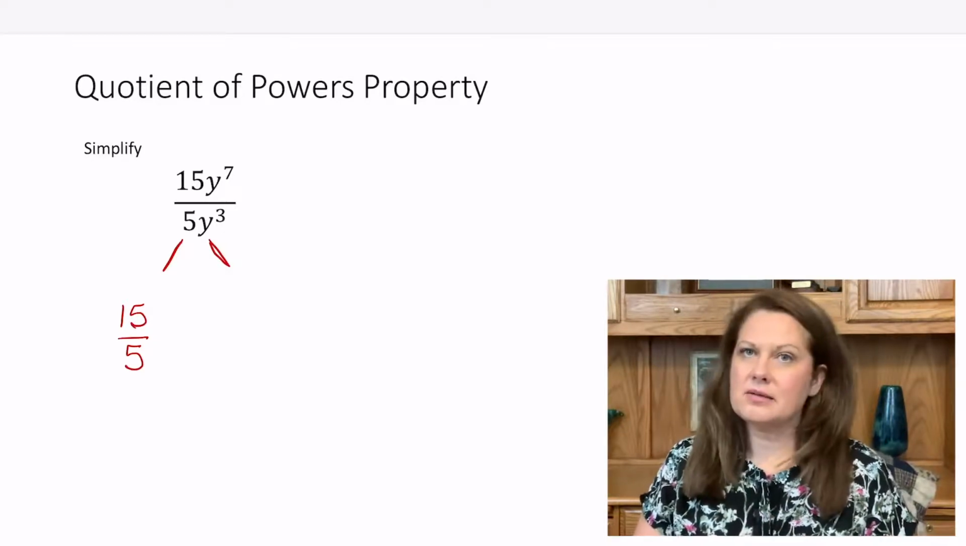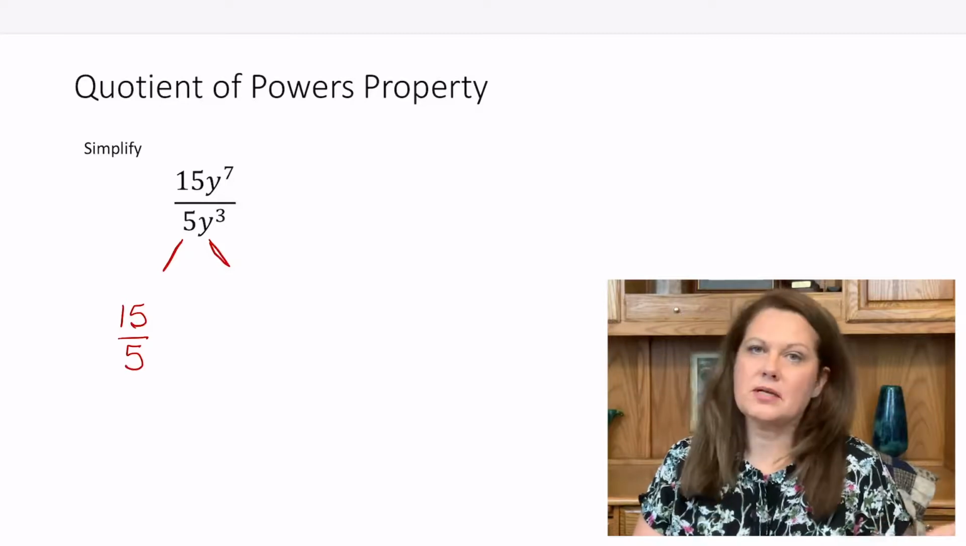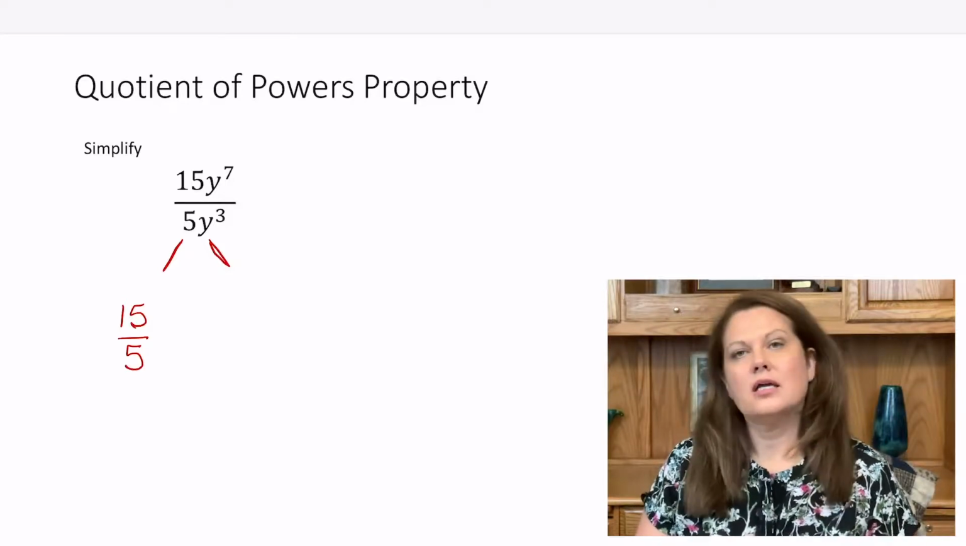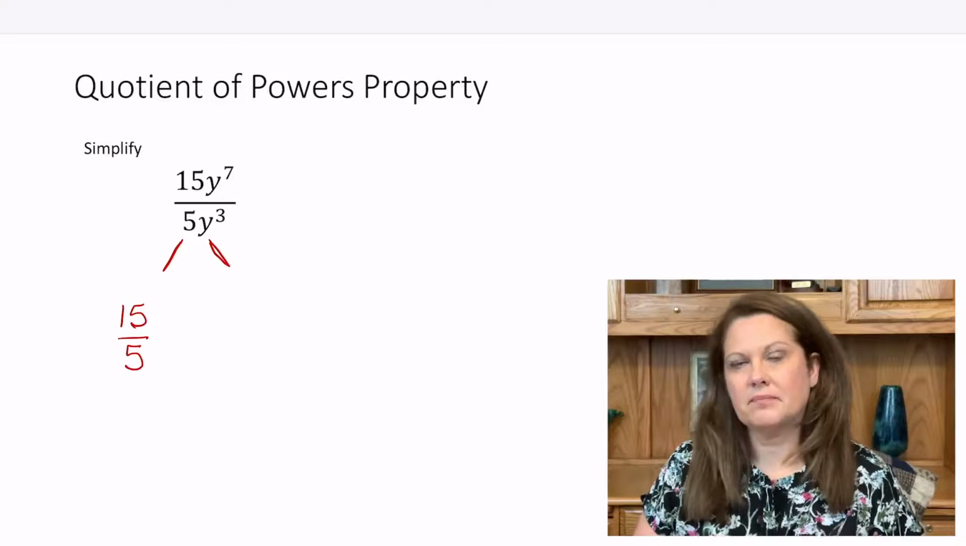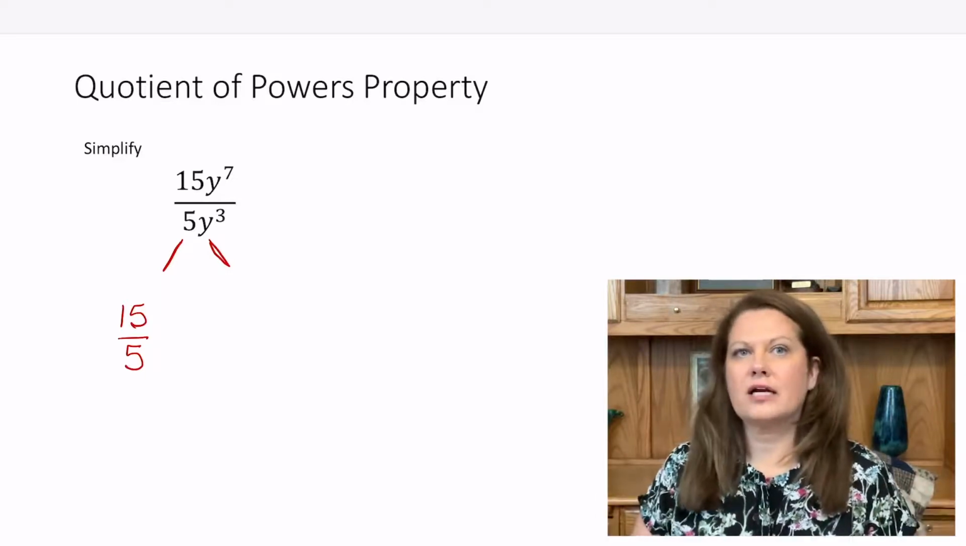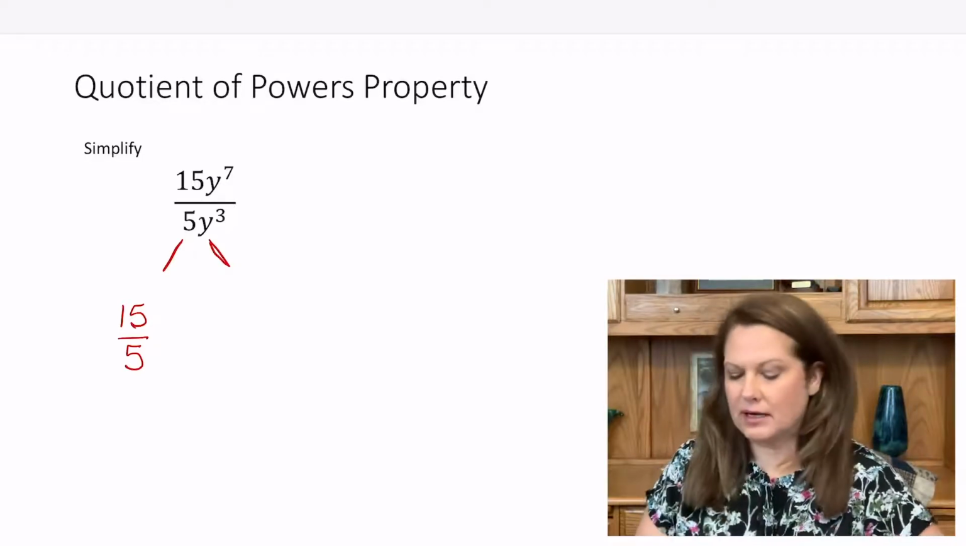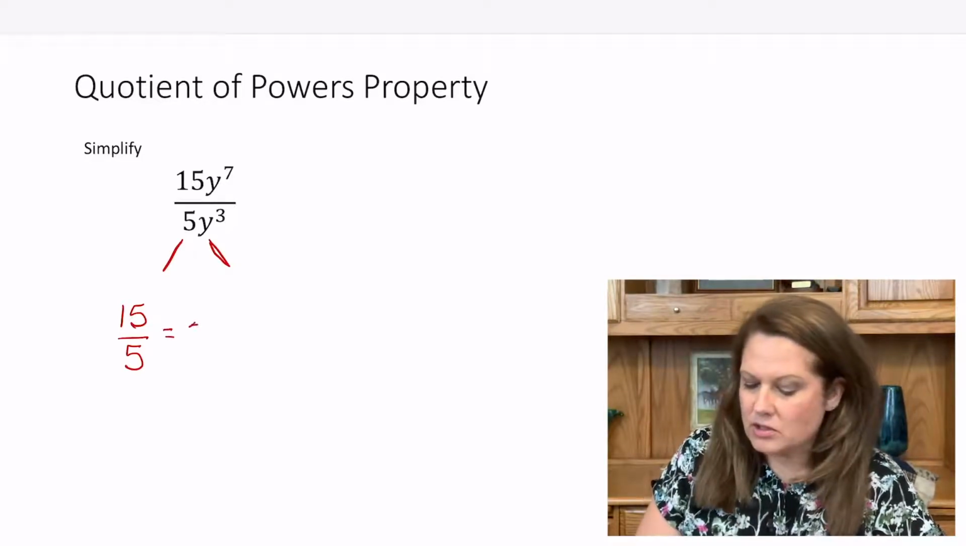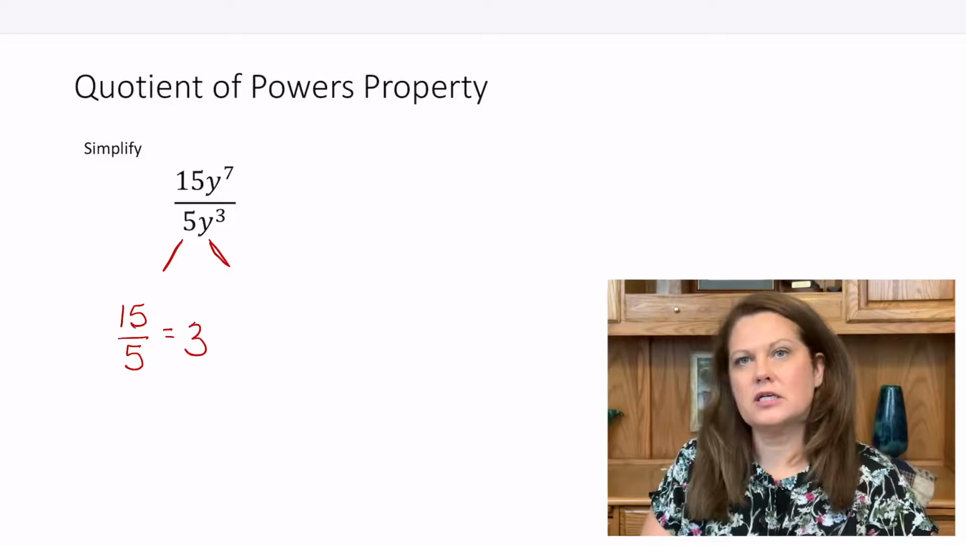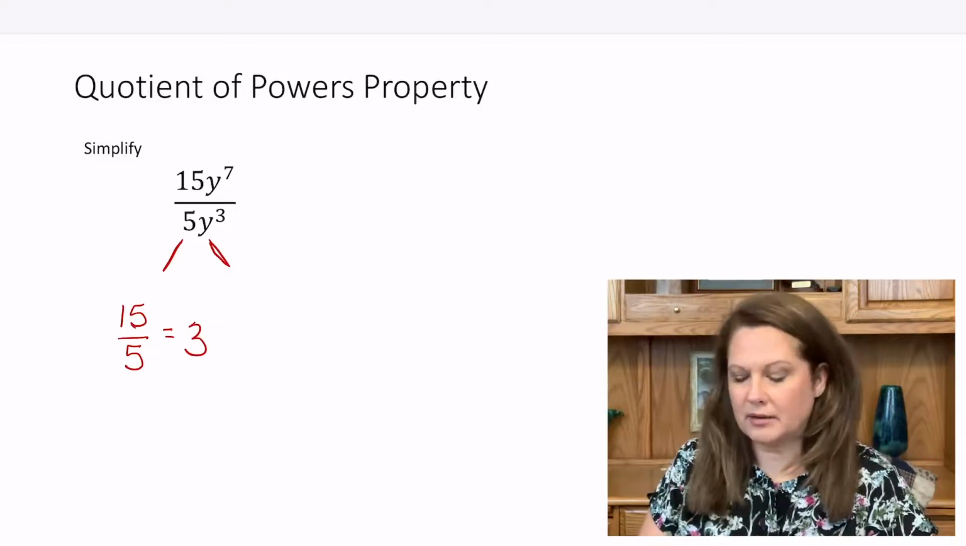Now sometimes they'll simplify, sometimes they won't, sometimes they'll turn into whole numbers. You need to be expecting anything. But you should be thinking to yourself right now, oh, I know what 15 divided by 5 is. 15 divided by 5 is 3. So our coefficient for this particular problem is going to be 3.